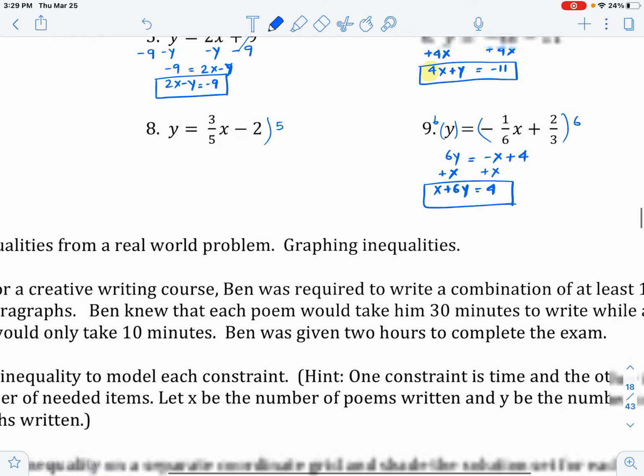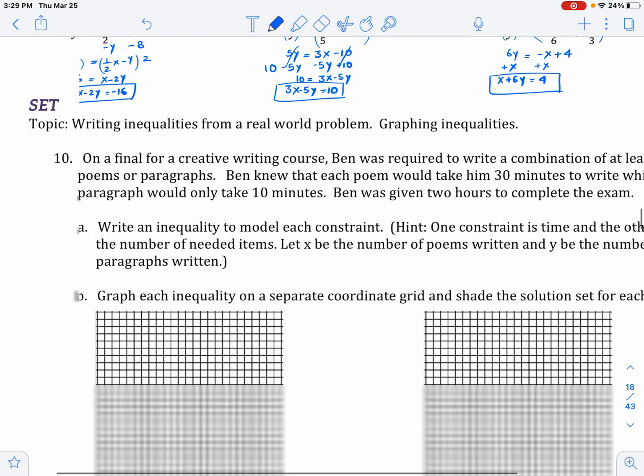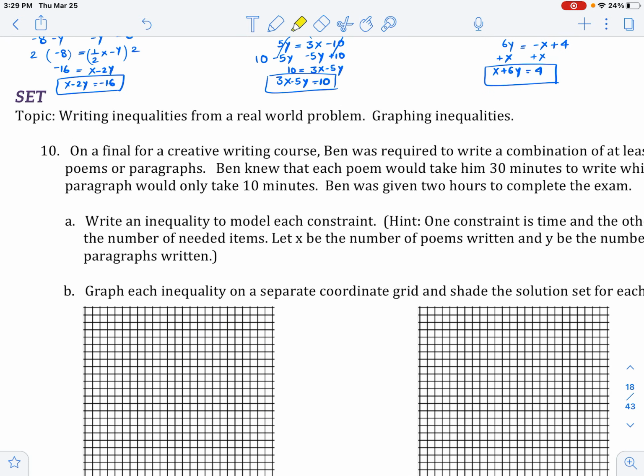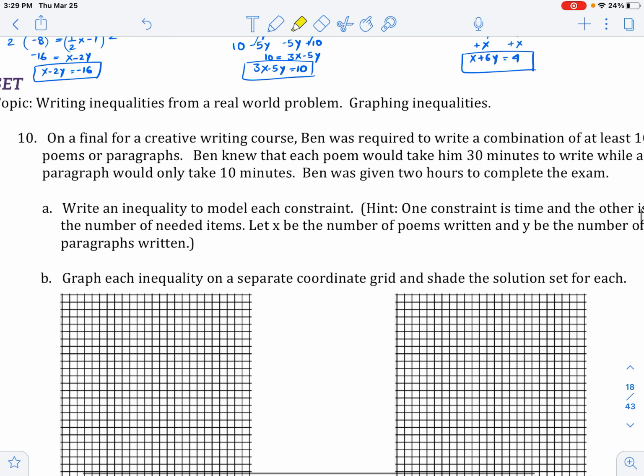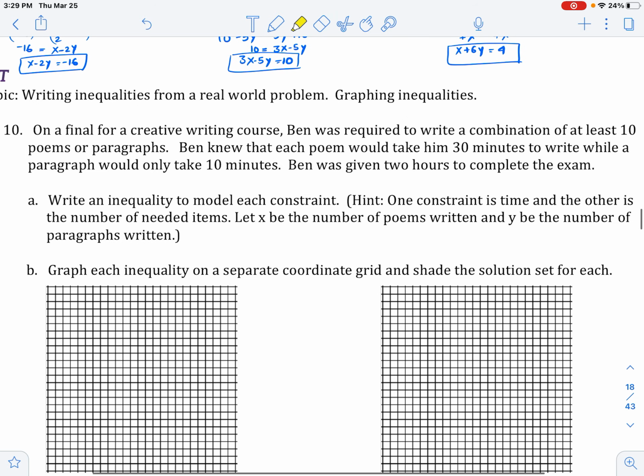Let's move to the next question. Now the next question is a word problem. Let's see what they mean by that. Writing inequalities from a real world problem, graphing inequalities. On a final for a creative writing course, Ben was required to write a combination of at least 10 poems or paragraphs. Ben knew that each poem would take him 30 minutes to write, while a paragraph would only take 10 minutes. Ben was given 2 hours to complete the exam.